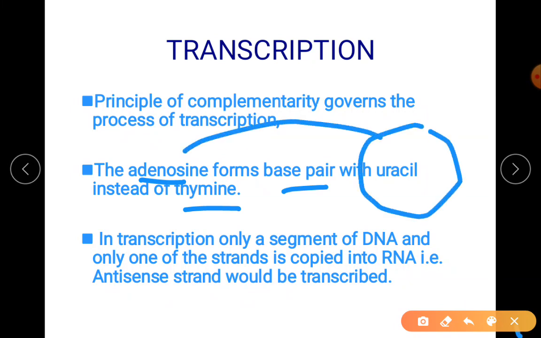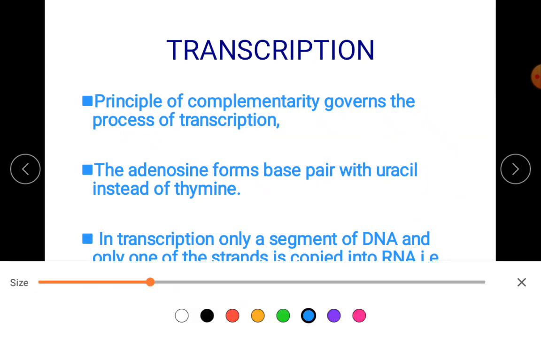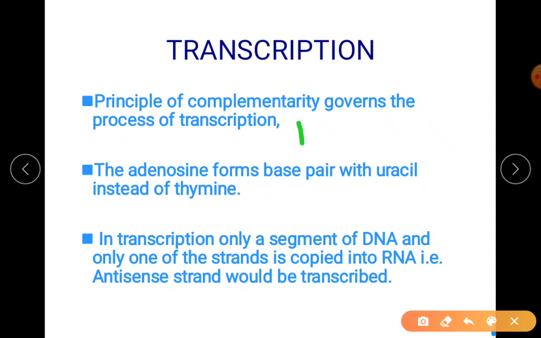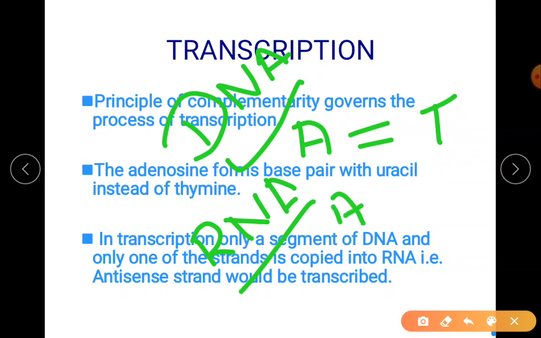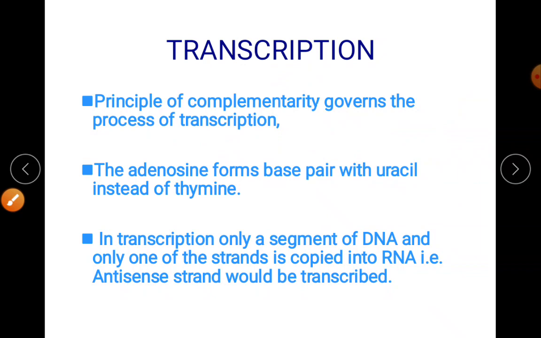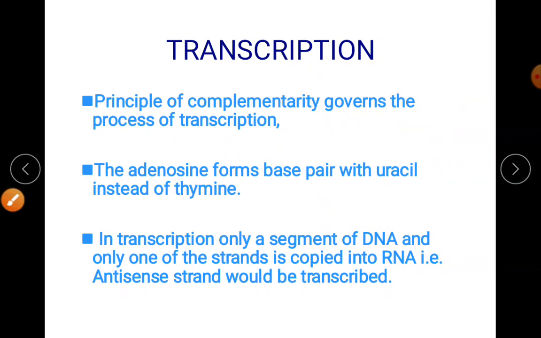So we have A that pairs with T in the case of DNA. But in the case of RNA, what does it pair with? A pairs with U. Okay, remember. So that's what we are saying. Adenosine forms a base pair with uracil instead of thymine.